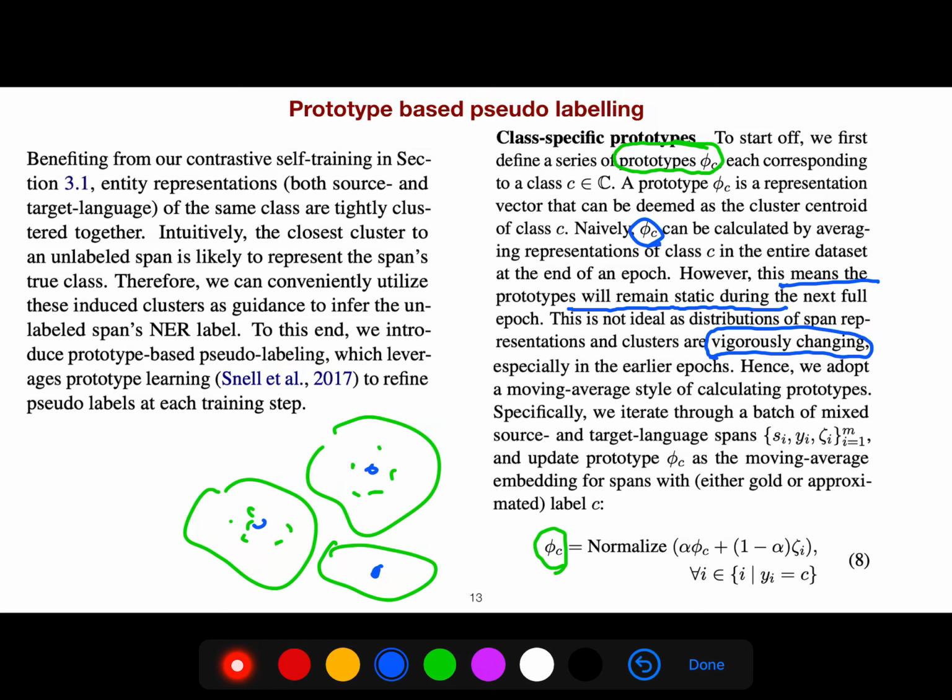And hence we adopt a moving average style of calculating prototypes. We iterate through a batch of mixed source and target language spans and update phi sub c as the moving average embedding for spans with label c, because only the label c is important.